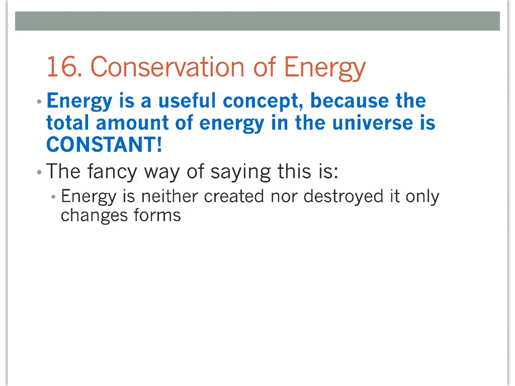Energy is useful because the total amount of energy that exists in the universe is constant. Total amount of energy in the universe is constant. This is a huge, huge idea. So if we added up all the energy of all the objects, their kinetic energy, their potential energy, all the different types of energy, for all the objects in the universe today, that total amount of energy would be the same tomorrow and a month from now and a million years from now. The total amount of energy in the universe is constant.